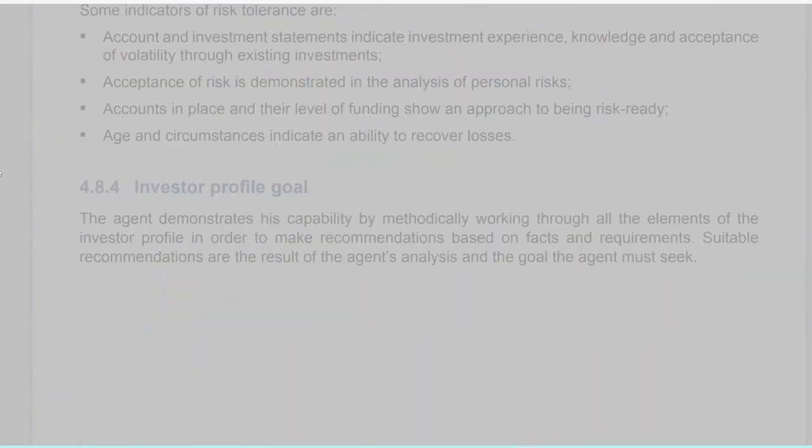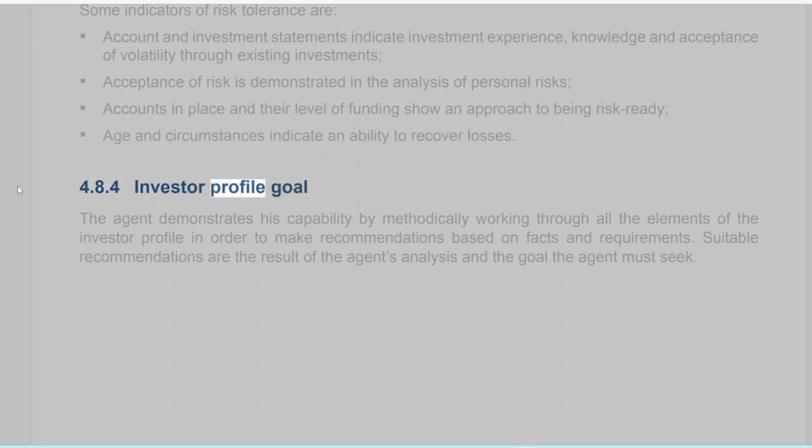Some indicators of risk tolerance are: account and investment statements indicate investment experience, knowledge and acceptance of volatility through existing investments; acceptance of risk is demonstrated in the analysis of personal risks; accounts in place and their level of funding show an approach to being risk ready; age and circumstances indicate an ability to recover losses.